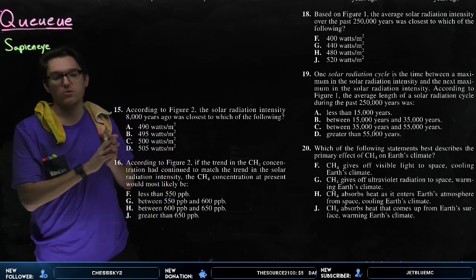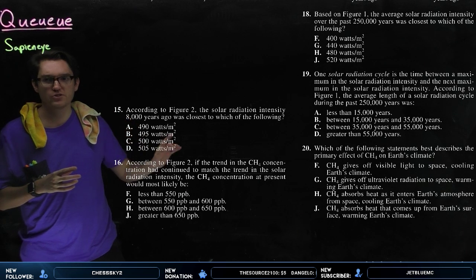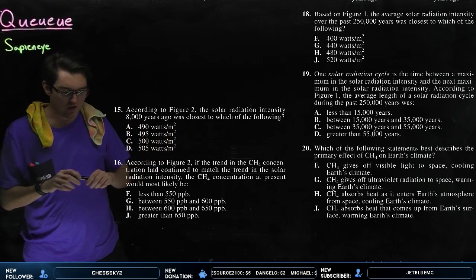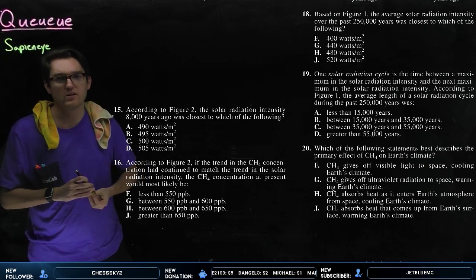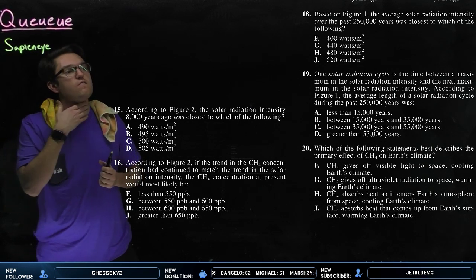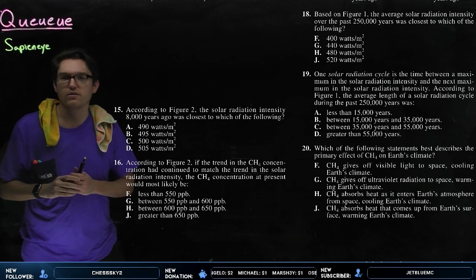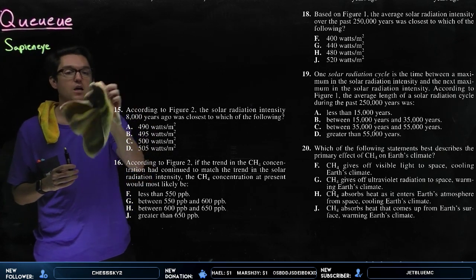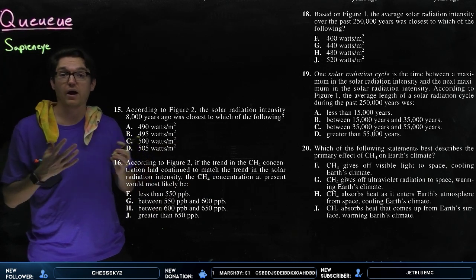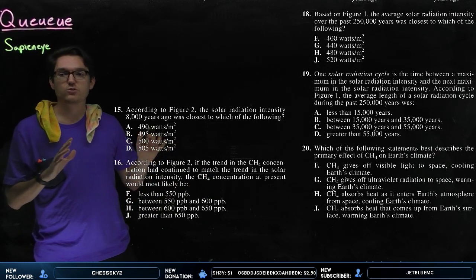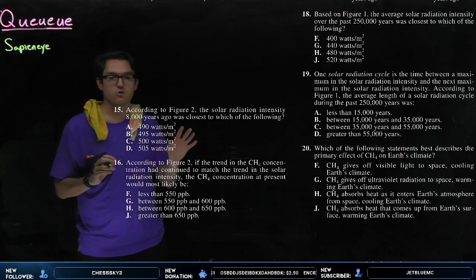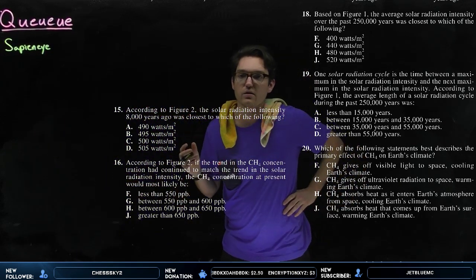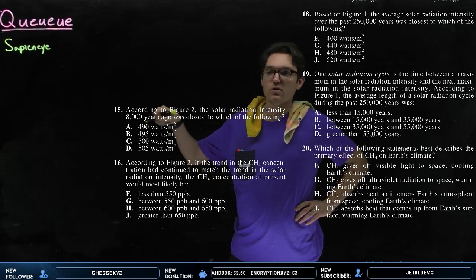Okay, so we'll start with number 15. According to figure 2, the solar radiation intensity 8,000 years ago is closest to which of the following? So you're not supposed to know previous information here. There's very few questions, maybe 3 or 4, that require a little previous science knowledge. We'll talk about what kind of things that might be. But most of it is just reading graphs and things like that. So let's try to identify what are the most important parts of this question that will tell us where to look.